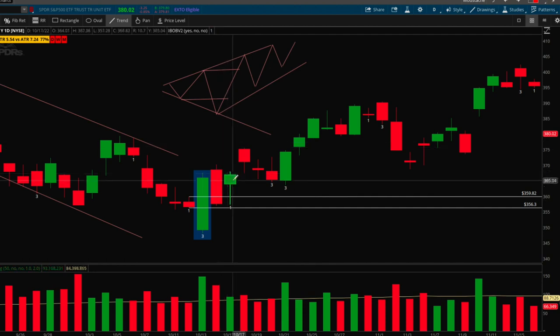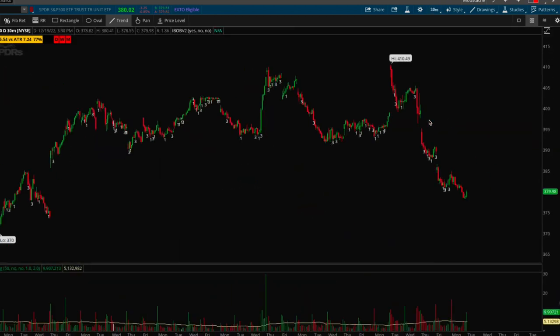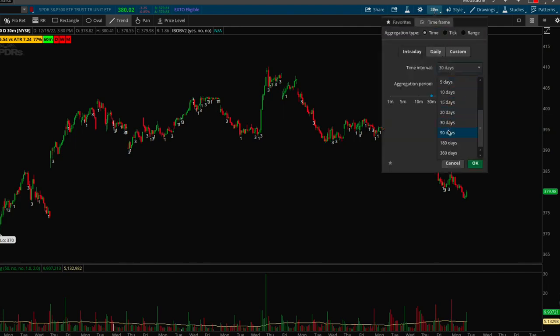But let's go down to a smaller time frame and look to see exactly what happened after this candle formed. So I'm going to jump down to the 30-minute, jump back a few days.